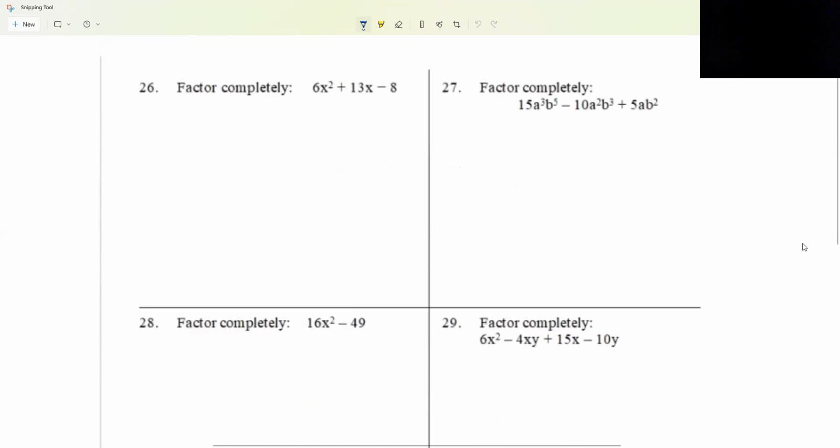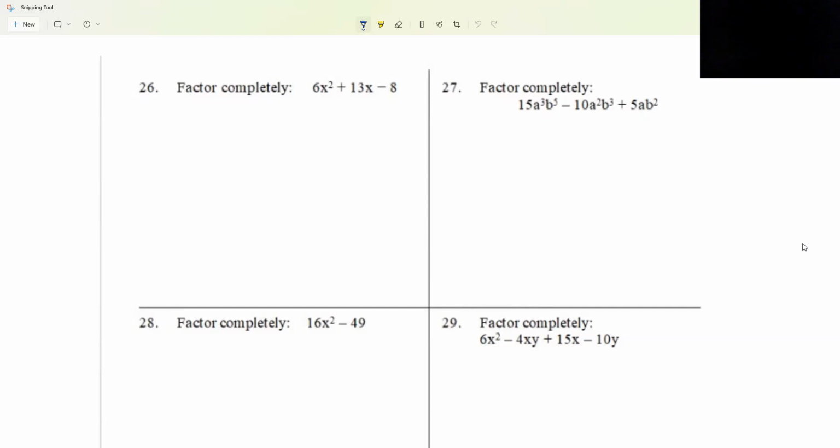So now you got some factoring stuff. Remember to factor, I gave you that list for factoring. When it says factor completely or factor, you're going to want to run down that list and make sure that you can do it.